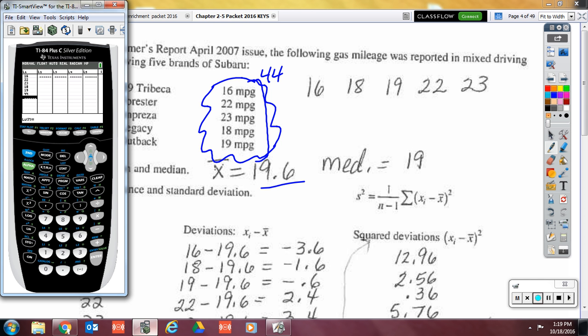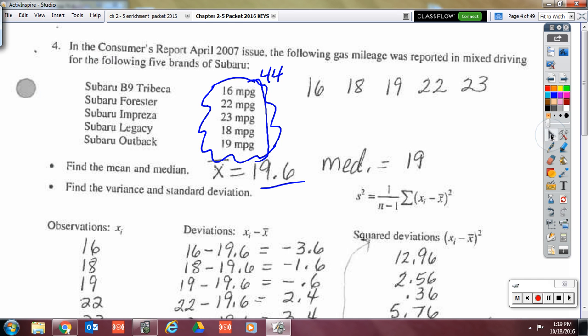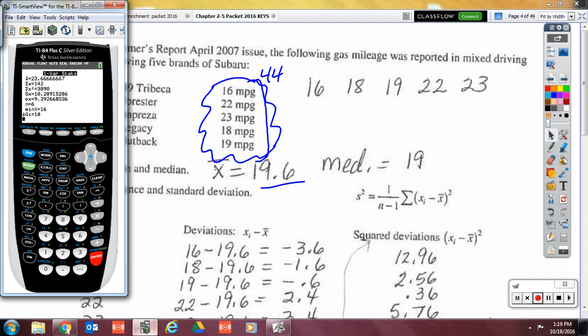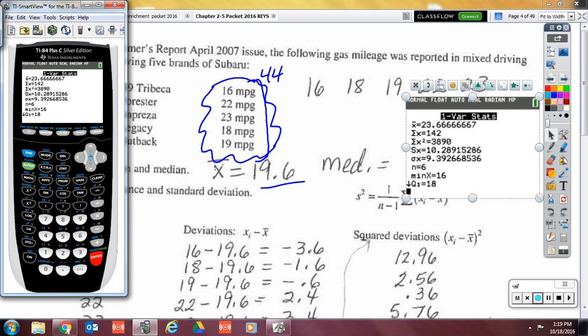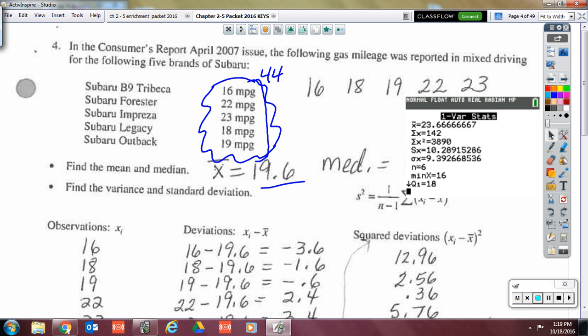All right, so now, what have we always been doing to calculate data in our calculator? 1-variable stats. Good. We're going to do that same thing. So stat, over to calc, 1-variable stats. Okay, so when you take a look, this is the screen.